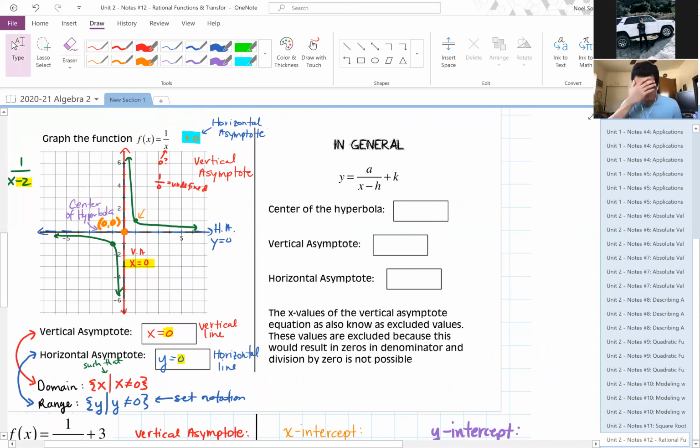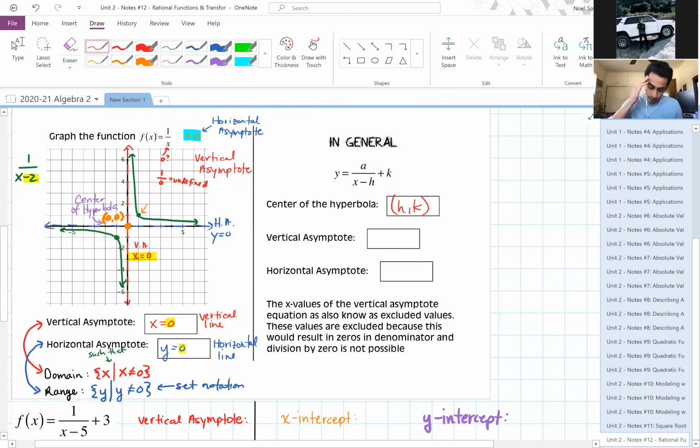All right, so now let me move on. In general, the center of the hyperbola will be (h, k). In the parent function, since you had 0 for h and 0 for k, you ended up with a center of 0, 0. But if you have a shift in the horizontal or vertical direction, then the center of your hyperbola will shift with it, very much like a vertex. It's like a vertex, but not really. It just tells you the center of the hyperbola where the two asymptotes cross each other.